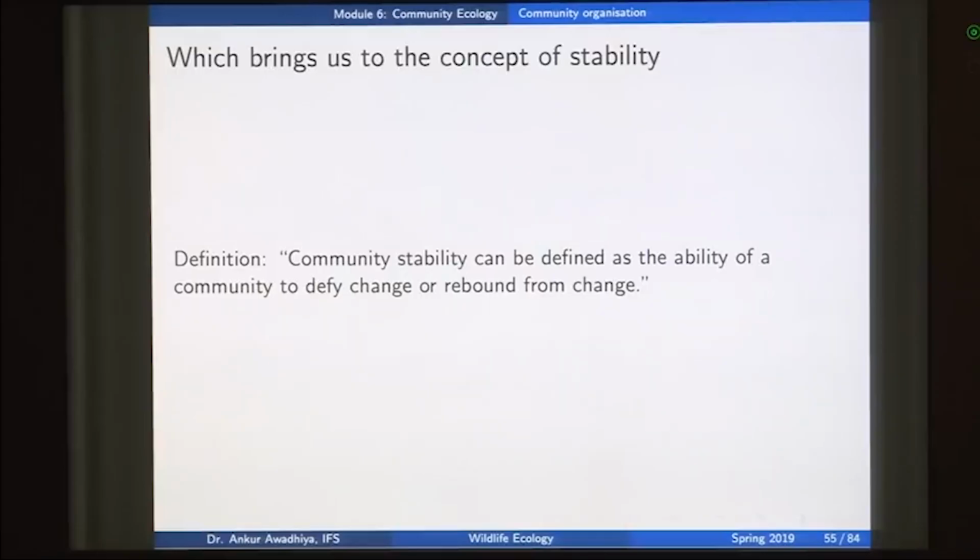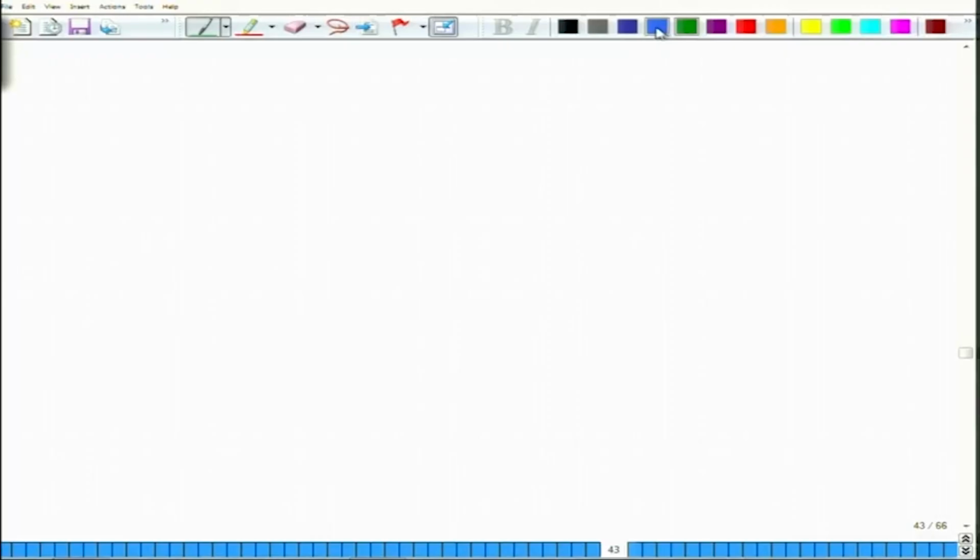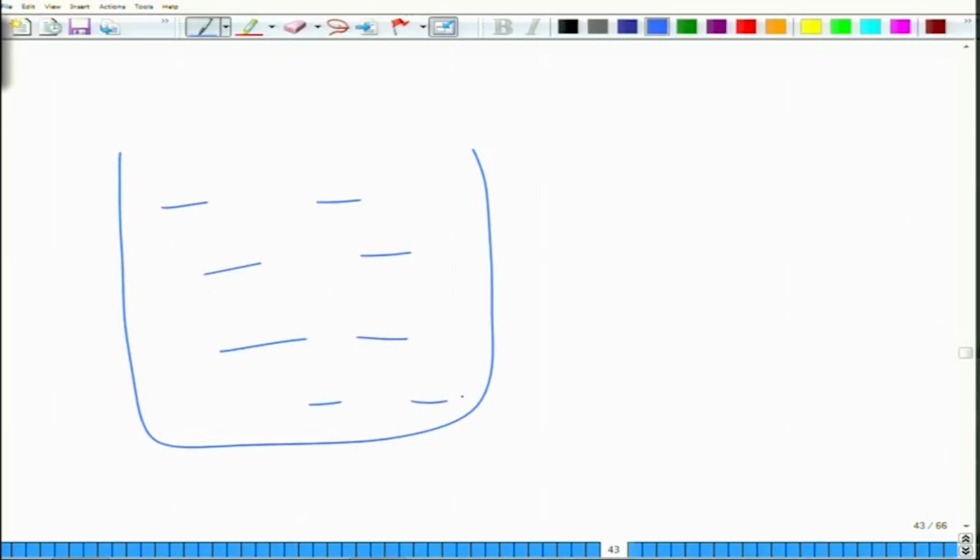Now how do you defy a change? A very good example of defying a change is the case of buffers. So suppose you have a beaker with water in it, and the pH of the water is 7, and now if you add acid into this water, as soon as you start adding acid, the pH starts decreasing. So this is an example of a system that is not able to resist a change.